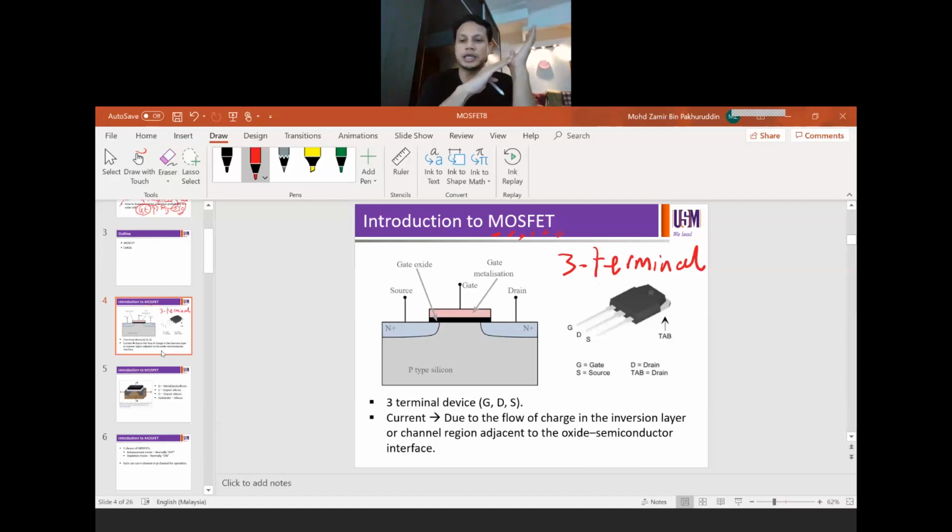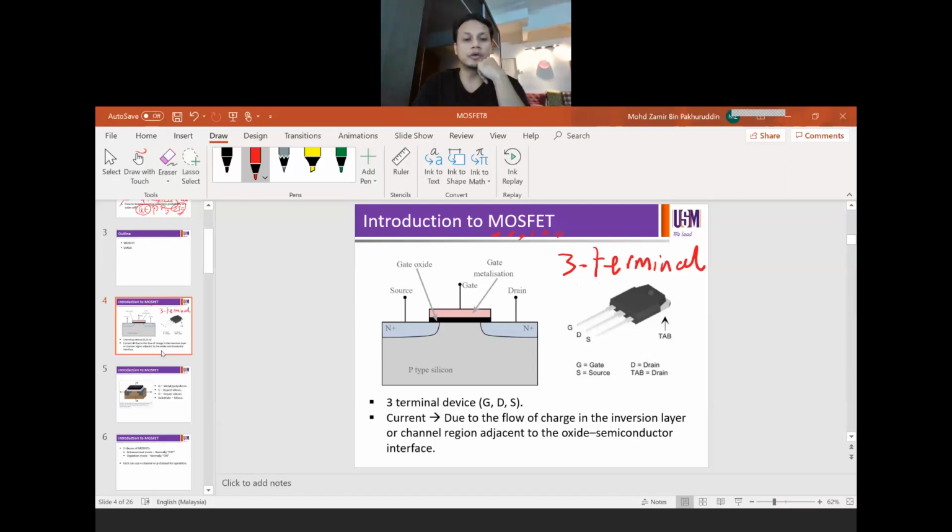Yeah, Jasmine. Switch and amplify. Good. Yes. A transistor does switching and amplifying jobs. So it's a switch and it's also an amplifier. So remember these two. It does switching and it does amplification. That's the job of a transistor.